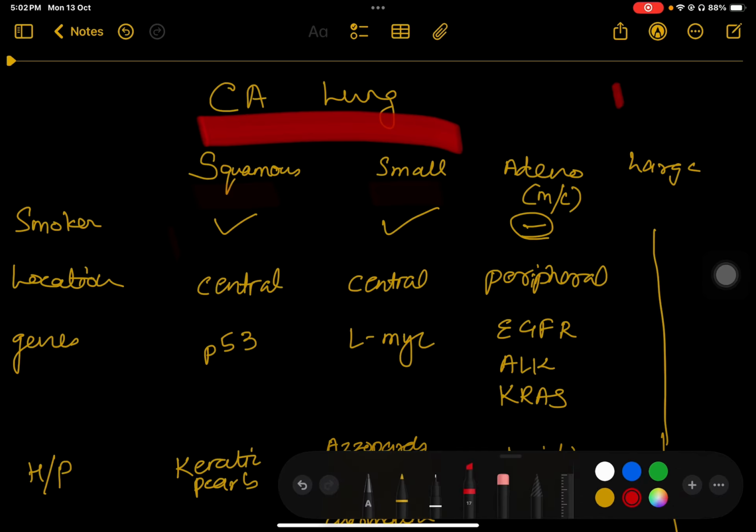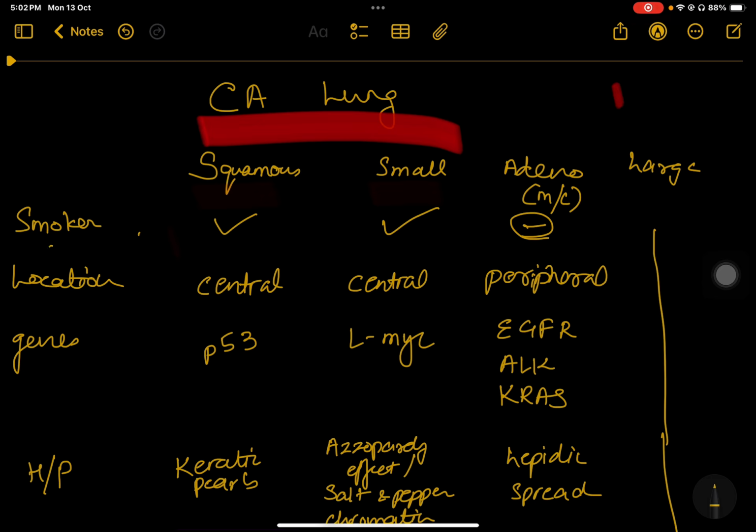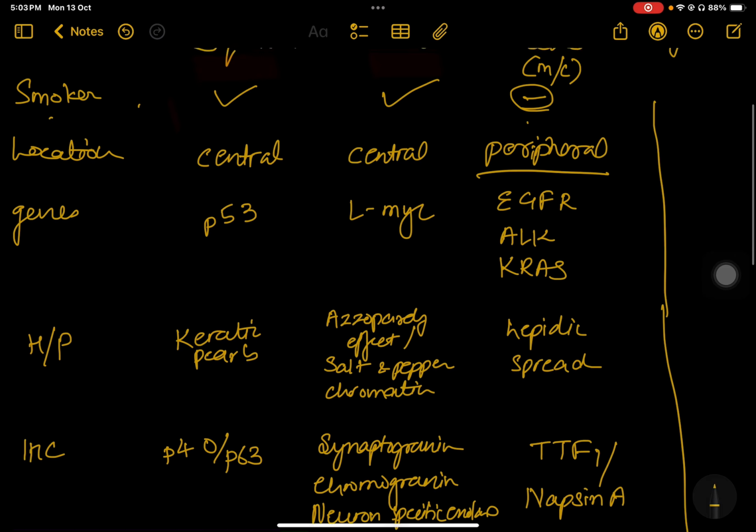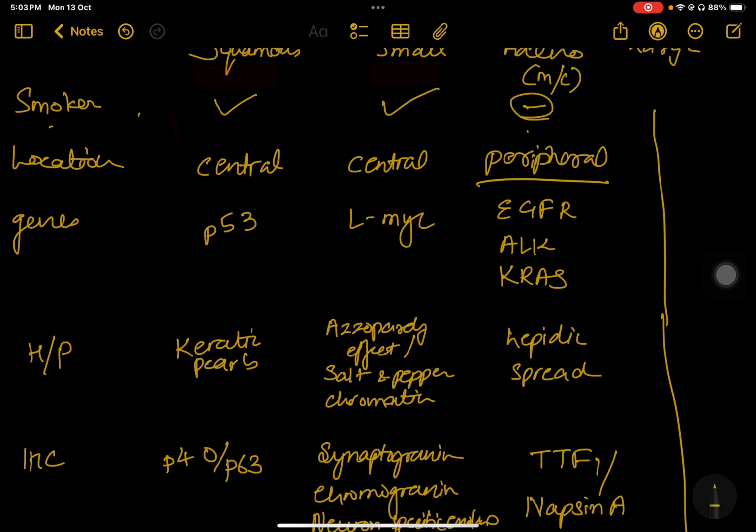Adeno, and large cell carcinoma. So, smoking history is present with all except adenocarcinoma, which also happens to be the most common. Location is central for everyone except peripheral, which is seen in adenocarcinoma. So, more chances of pneumothorax, etc.